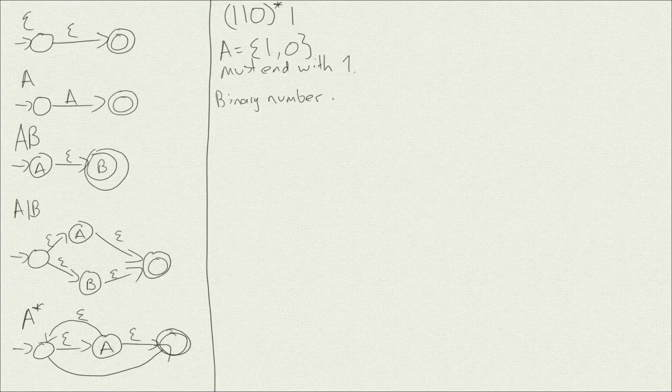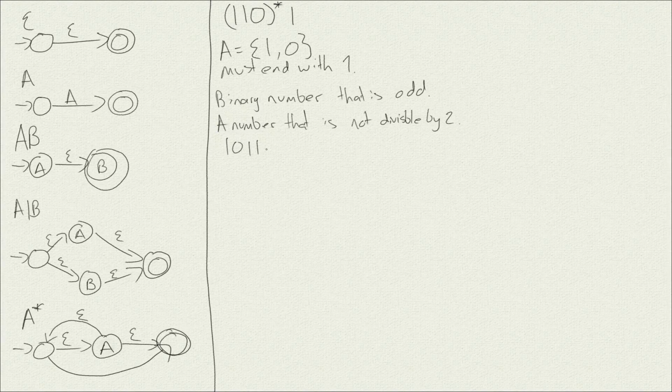So it's a binary number that is odd, so a number that is not divisible by 2. For example, 1 0 1 1 would be 8 and 3. So 8 plus 3 equals 11. So this is accepted by our finite state machine.